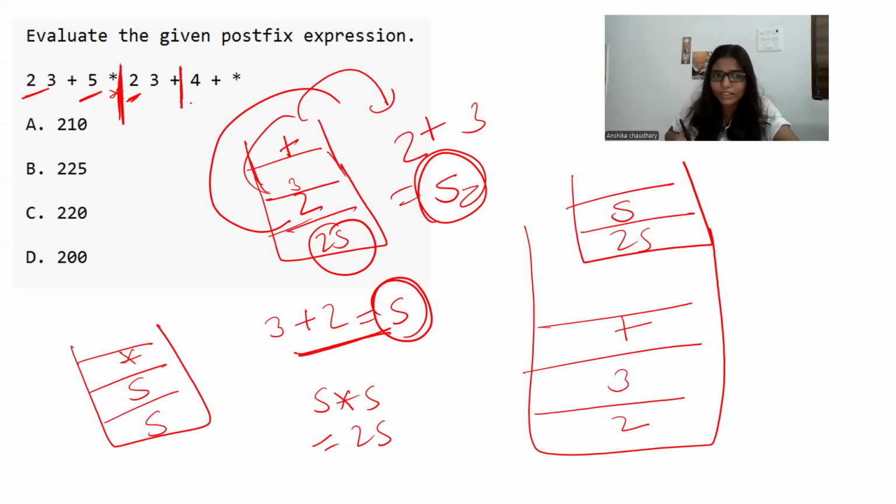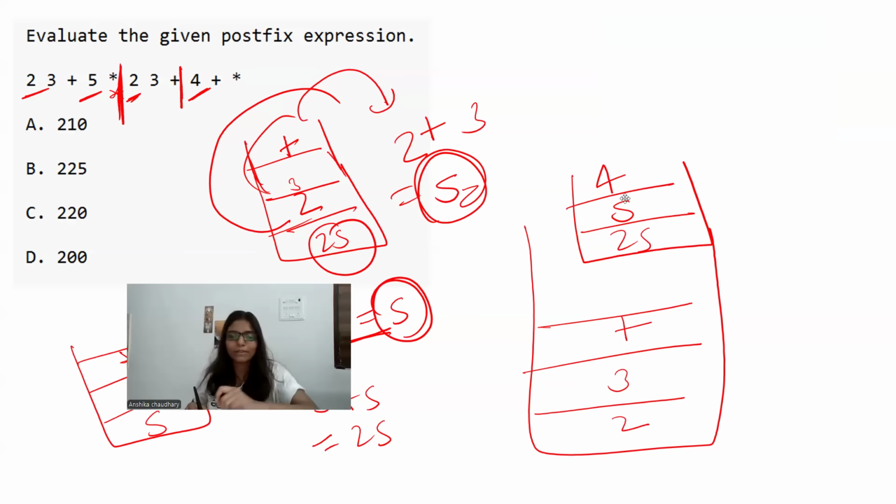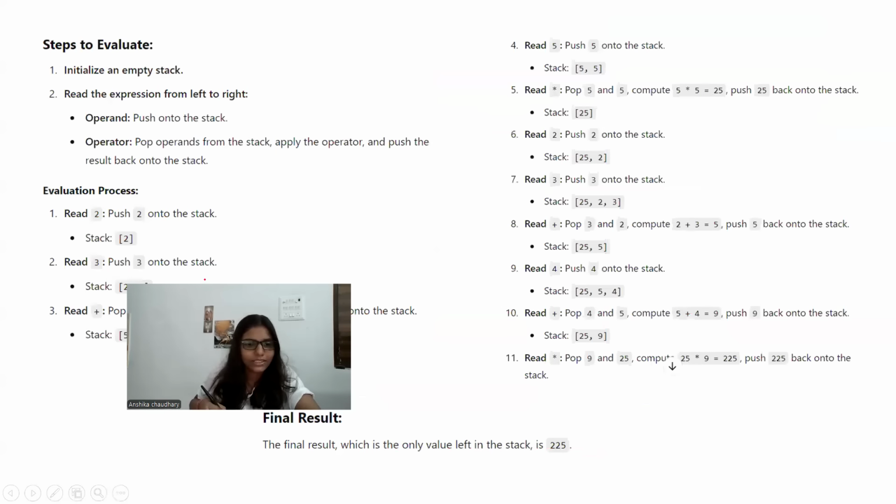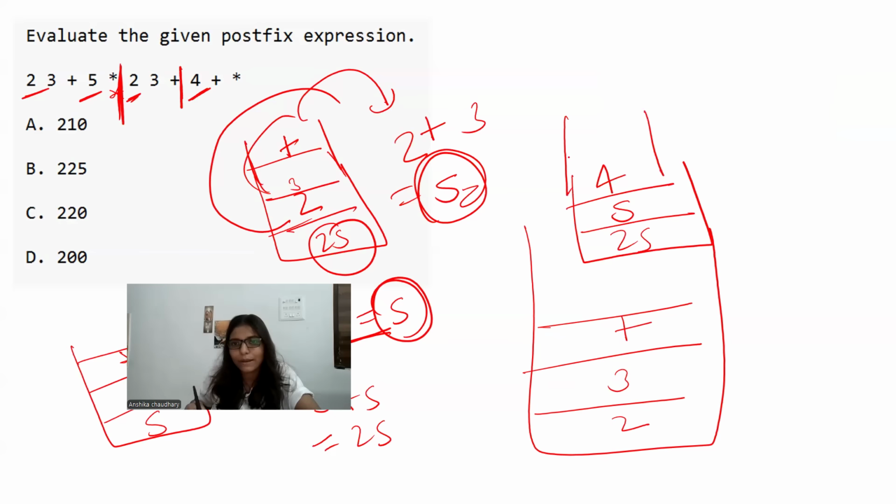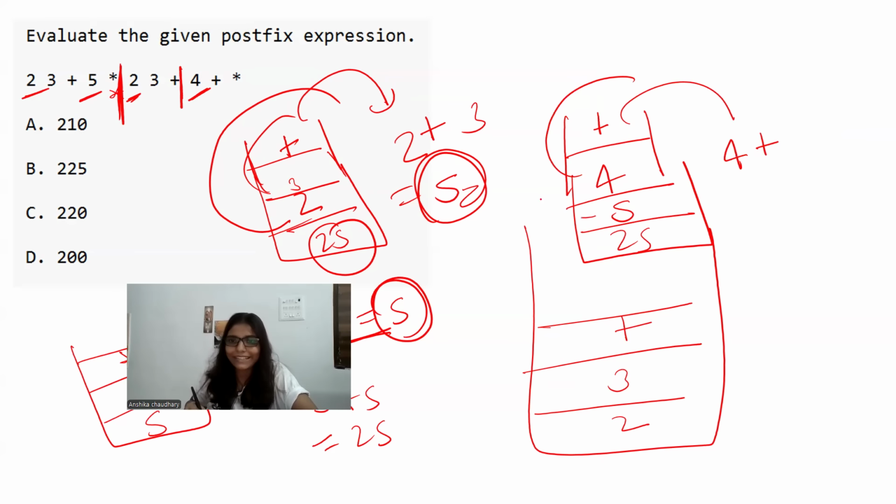Move here. Till now we have done... Let's read 4 and we will store 4 in our stack, right? Then plus 4. So this 4 will be pushed into our stack. Now we got an operator, that means this operator will pop out, this thing will pop out, and the second last also. So it will become 9, right?